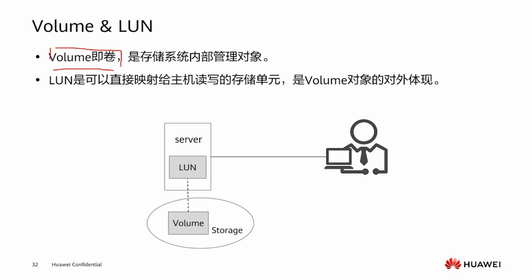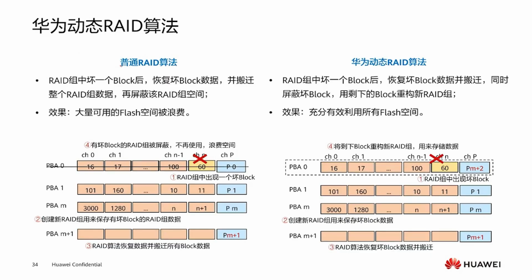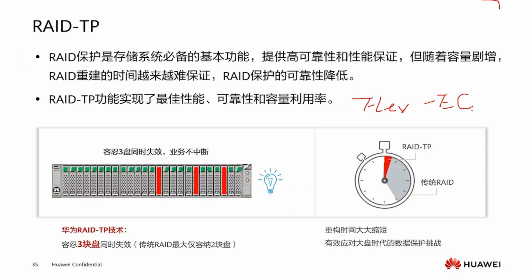For a common RAID algorithm, after a block fails, it is necessary to recover the failed block data, migrate the entire RAID group data, and then shield the RAID group space, which results in a lot of flash space being wasted. However, Huawei's dynamic RAID algorithm can dynamically adjust the number of CKs in CKG under full SSD disk configuration, thereby meeting the system's reliability and capacity requirements. RAID-TP uses Huawei's optimized FlexEC algorithm, which allows the system to tolerate 3 simultaneous disk failures, not only improving reliability but also allowing for longer rebuild times.